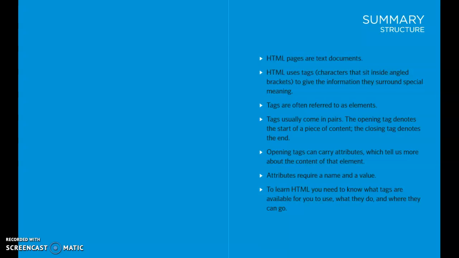To summarize Chapter 1, HTML pages are text documents. HTML uses tags, characters that sit inside angled brackets, to give the information they surround special meaning. Tags are often referred to as elements. Tags usually come in pairs. The opening tag denotes the start of a piece of content. The closing tag denotes the end. Opening tags can carry attributes, which can tell us more about the content of the element. Attributes require a name and a value.